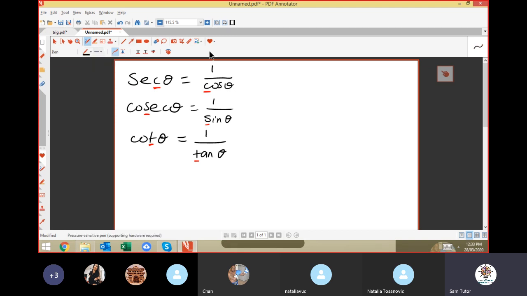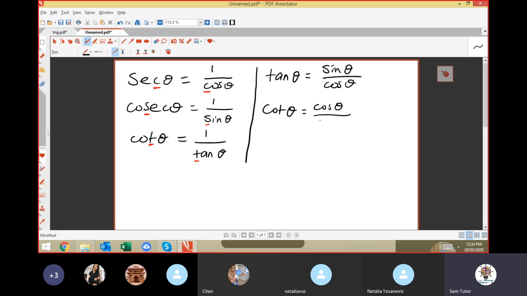Okay. Then we've got 3 more. Tan theta also equals sine theta on cos theta. So tan theta can be written as sine over cos. Cot theta is 1 over tan, and if you've got tan as sine over cos, that means that cot theta can also be written as cos theta on sine theta, if you needed that.